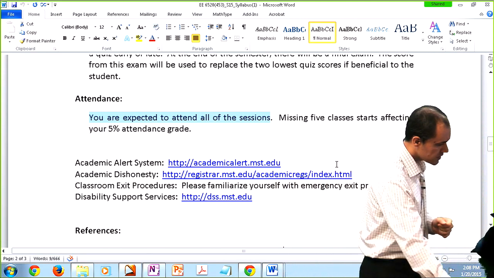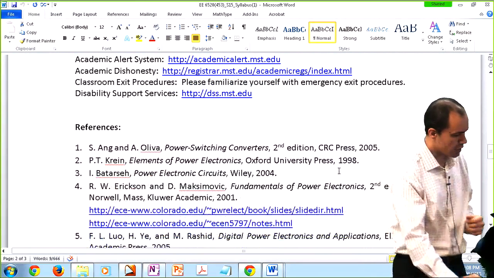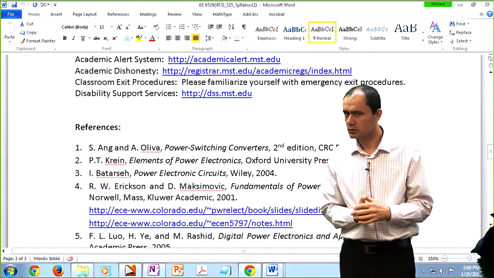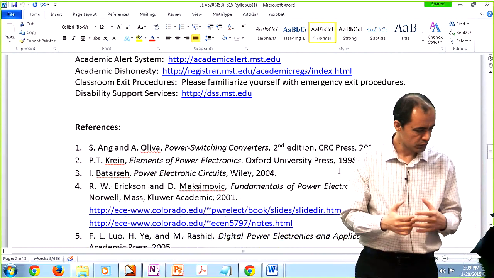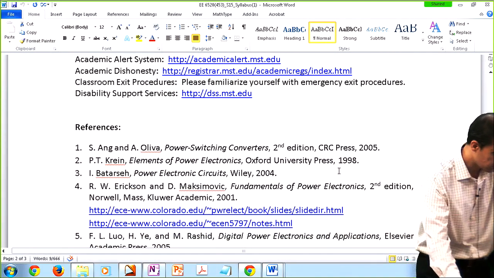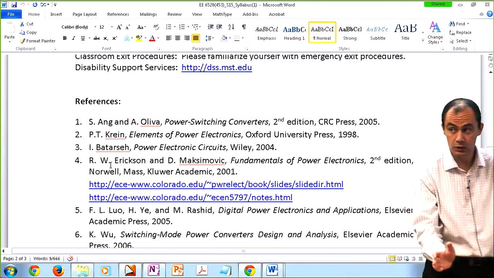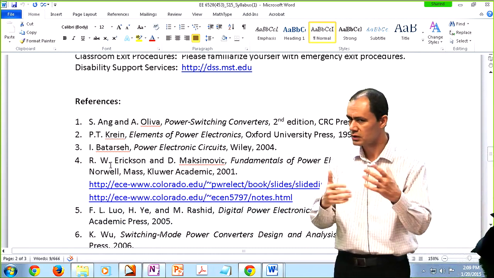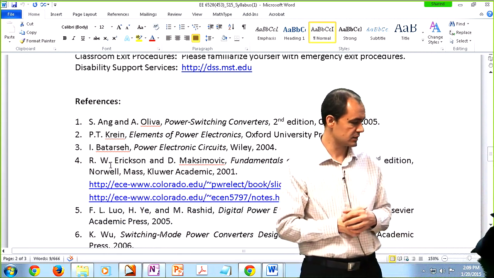A bunch of references for the class. I do not use a particular textbook. I use my notes, but you're more than welcome to spend some money and buy one of these books, if you want to. They are all very good books, by the way. Power electronics doesn't vary from one book to the other. They are pretty much covering classic stuff.